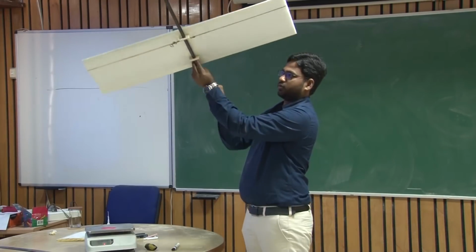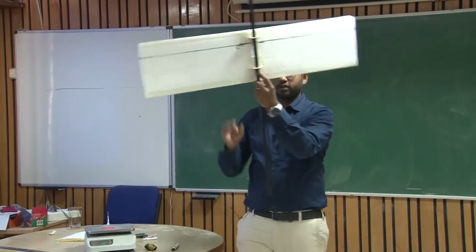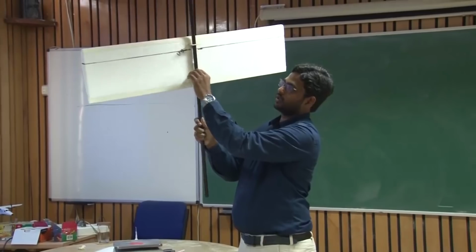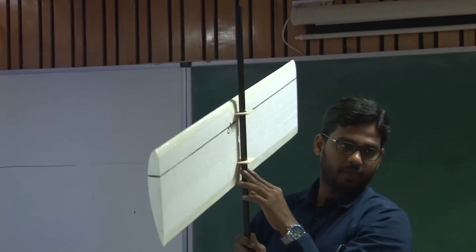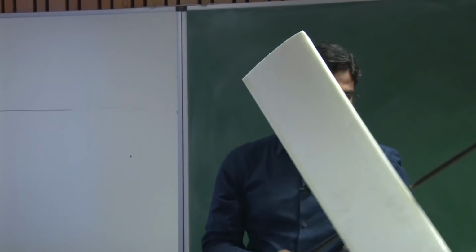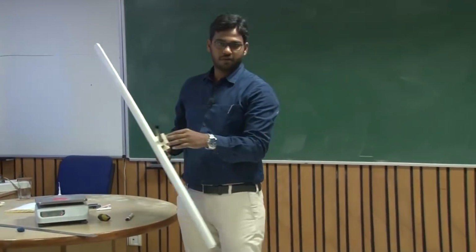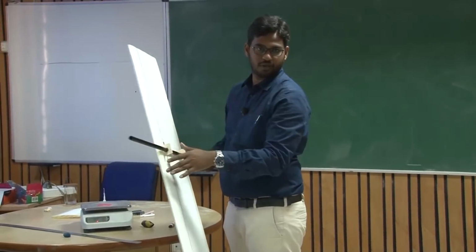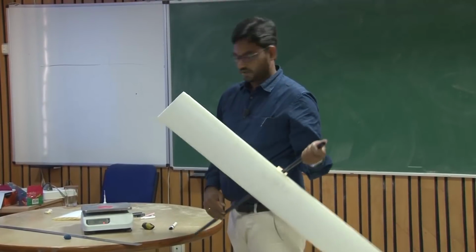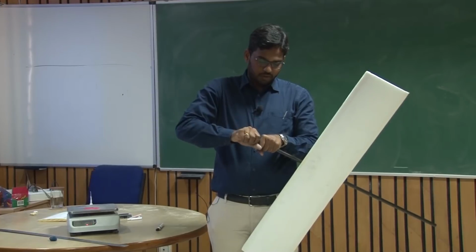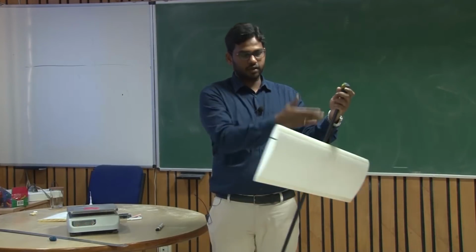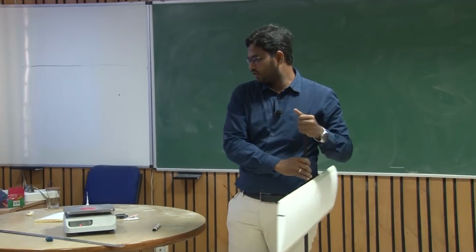This is at this particular location. The CG in this case is at this particular location, which is aft of the aerodynamic center here. That means, let us say if I make the CG ahead of this aerodynamic center, what should I do? I mean, if I want the CG ahead of this aerodynamic center, I need to add more weight here, right?